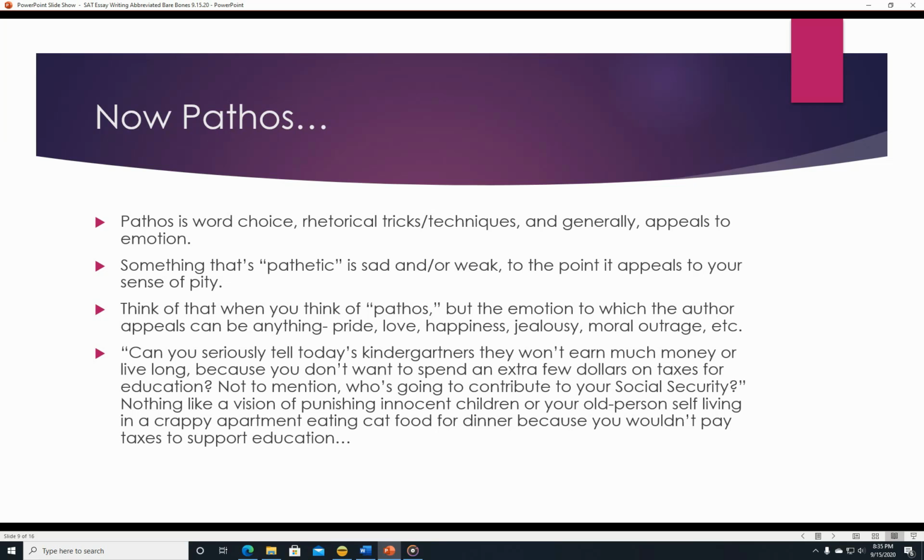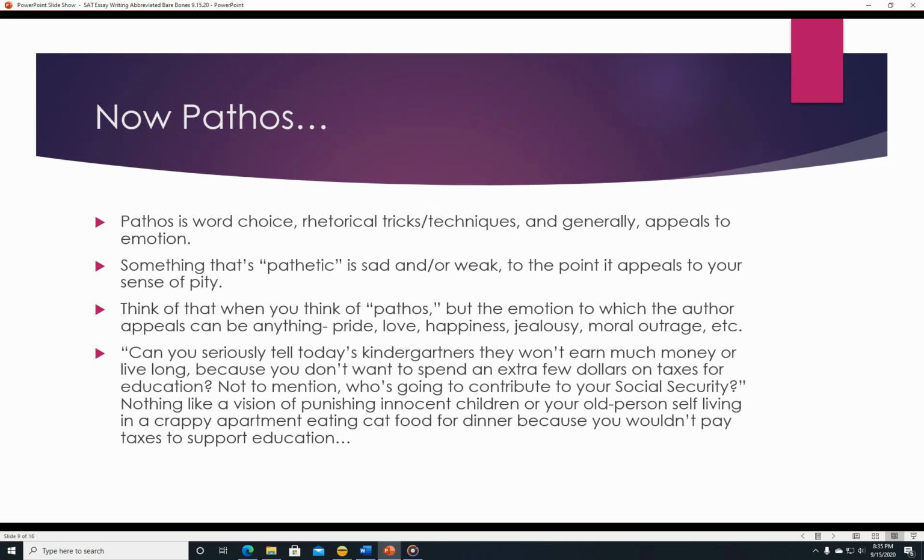All right. Something that's pathetic is sad or weak to the point that it appeals to your sense of pity. I mean, if you have somebody say, oh, please, I'm caught in the rain and I don't have any money to take the bus home. Won't you please give me $2 for the bus? Okay, that's very pathetic and sad. It appeals to your sense of pity.